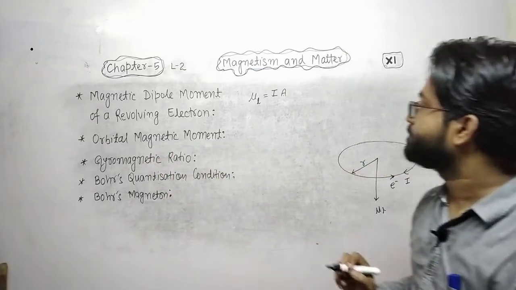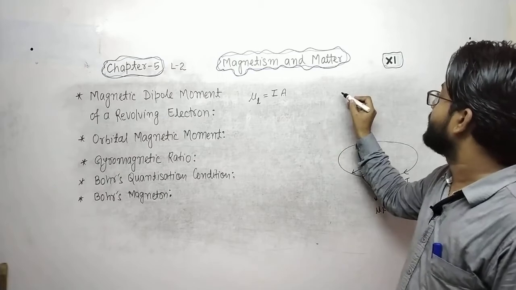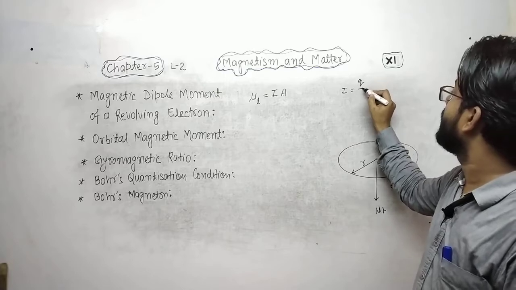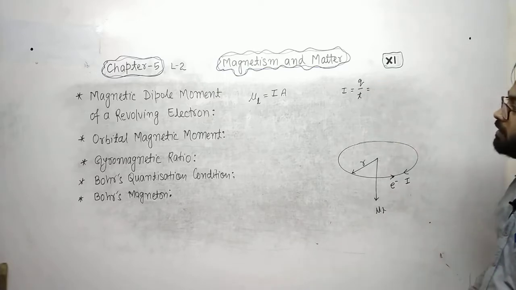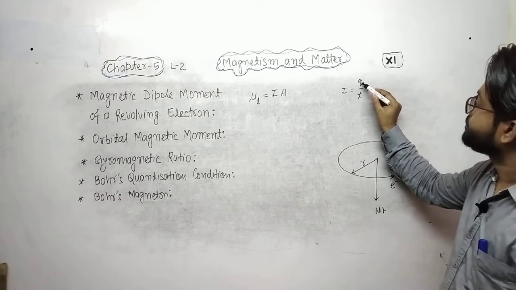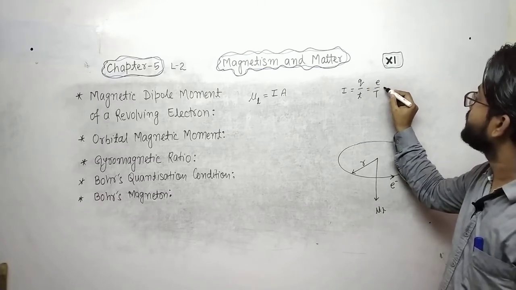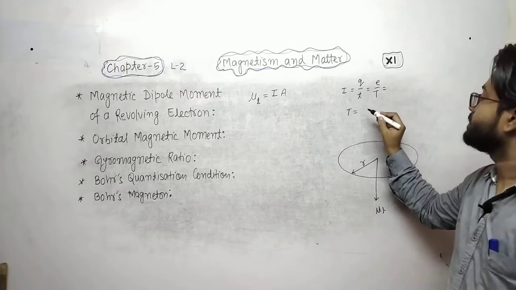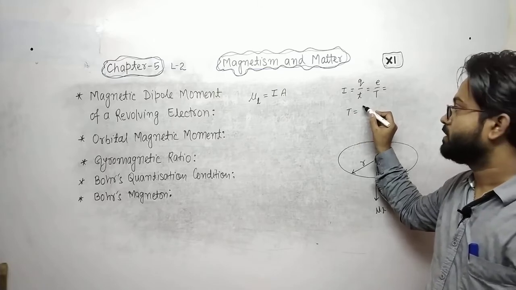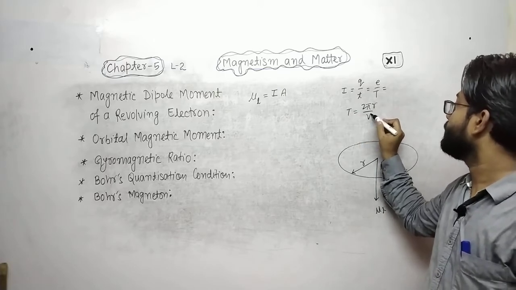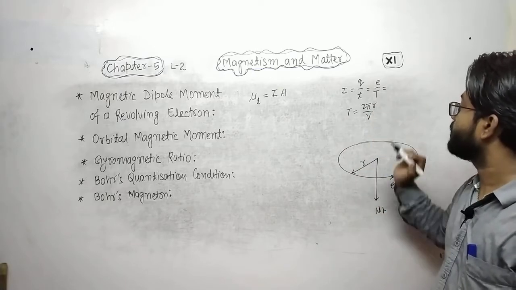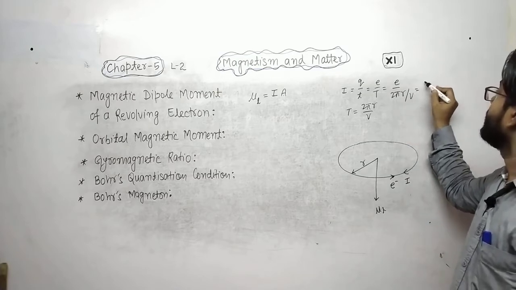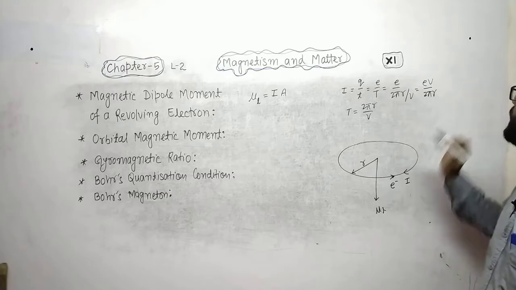Orbital magnetic moment. Now in place of I we can write Q upon T. Here Q is e, T is the time period, and in place of time period you can write, since velocity is equal to 2 pi r upon T, time period is equal to 2 pi r upon v. So I is equal to e v upon 2 pi r.